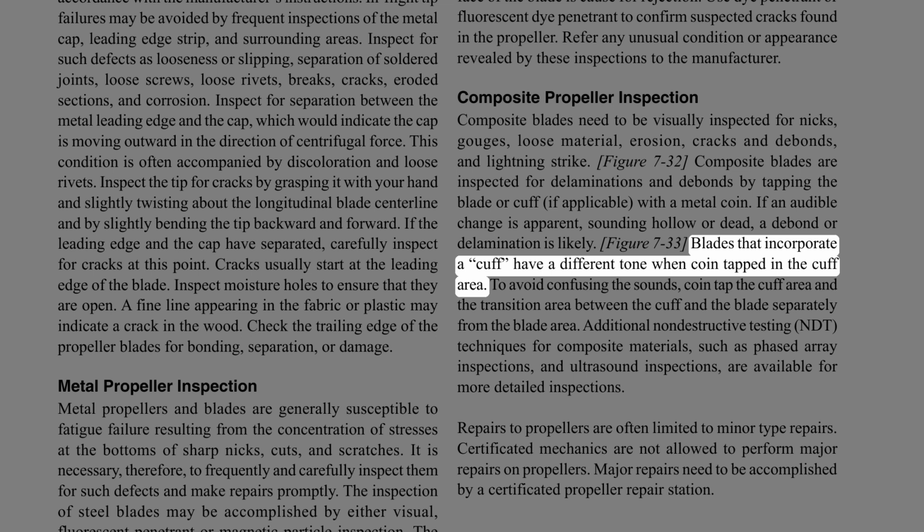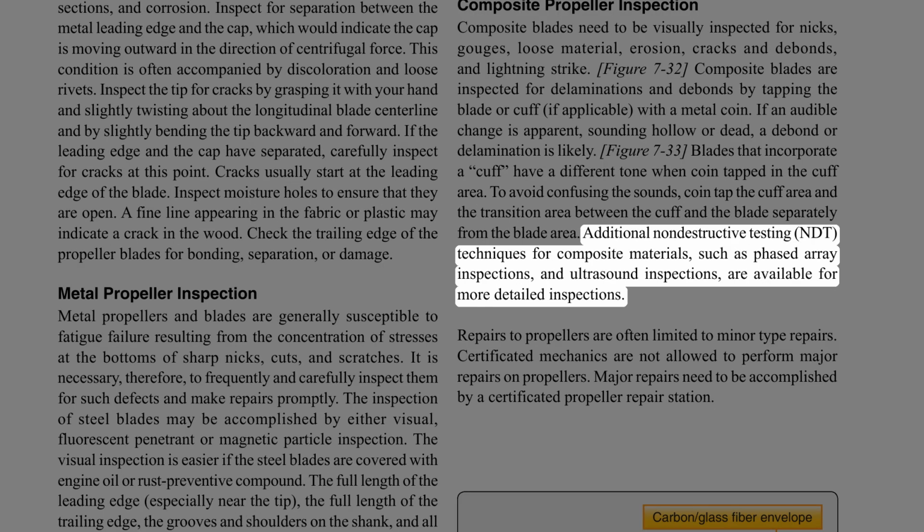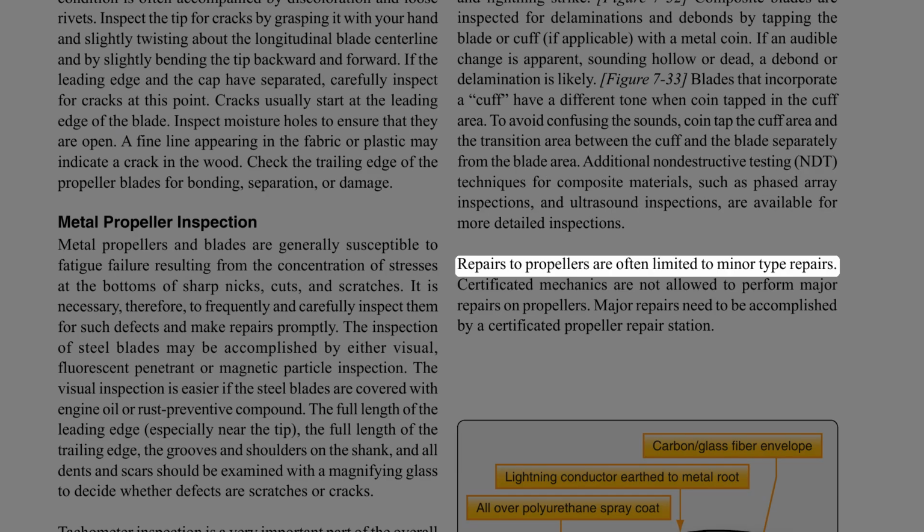Blades that incorporate a cuff have a different tone when coin tapped in the cuff area. To avoid confusing the sounds, coin tap the cuff area and the transition area between the cuff and the blade separately from the blade area. Additional non-destructive testing, NDT, techniques for composite materials, such as phased array inspections and ultrasound inspections, are available for more detailed inspections.